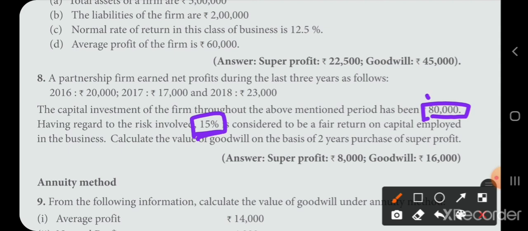So capital employed is given, normal rate of return is given. So you can apply the formula and find out the normal profit. Capital employed into normal rate of return, normal profit. So you have found out the average profit, you have found out the normal profit. Okay, so super profit is equal to average profit minus normal profit. You get the super profit. Then it is very easy to find out the goodwill. Super profit into number of years of purchase.